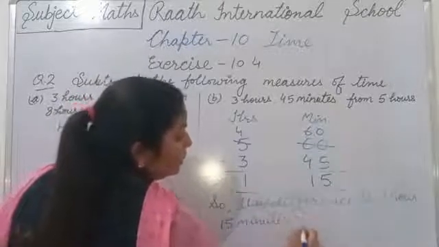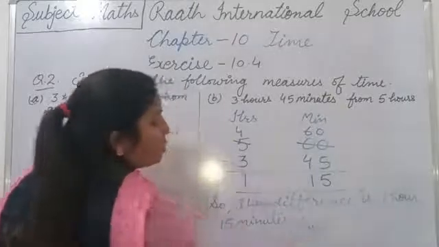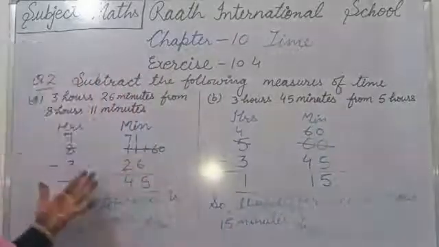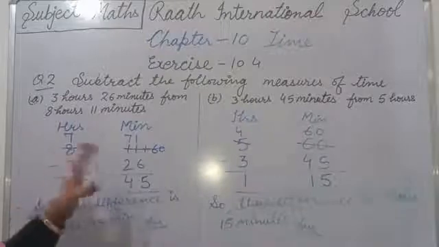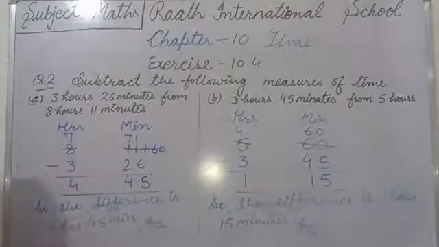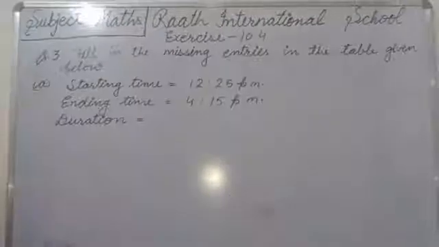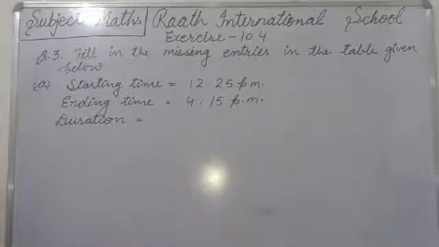Okay, that's your answer. So in the same way you will do the C and D parts also. That's also the same as A and B. Now we'll do question number 3. Fill in the missing entries in the table given below.